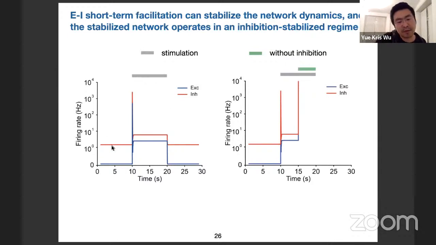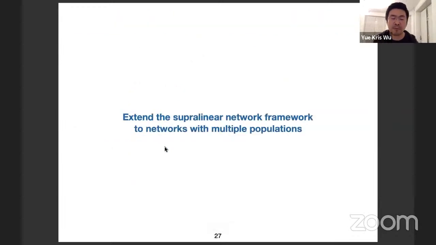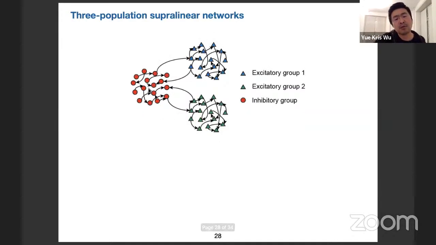And in this process, when the network dynamics switch from stable to unstable and are eventually restabilized by the short-term plasticity mechanism, this generates a huge transient response, which is similar to what we observed experimentally. So this is just the example of two populations. Of course, our brain stores multiple memory patterns. We therefore extend this superlinear network framework to a network with multiple populations. Here, I'm showing you a toy example. There are three populations, two excitatory groups and one inhibitory group.